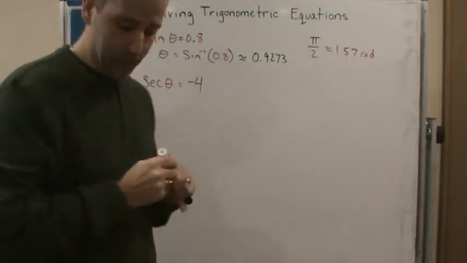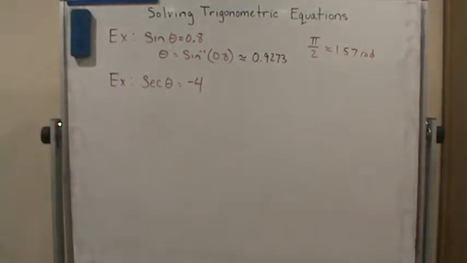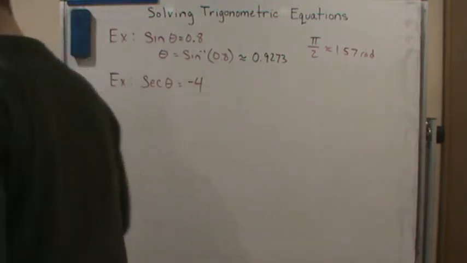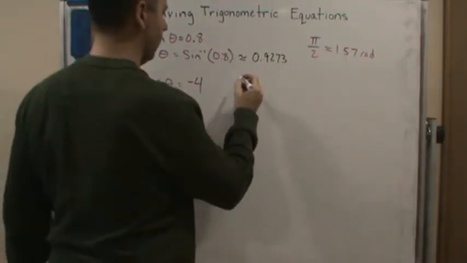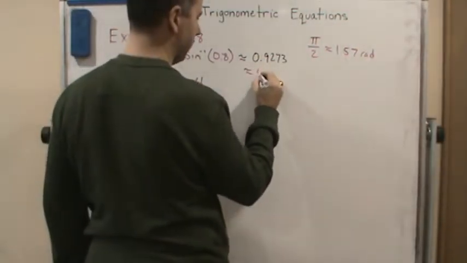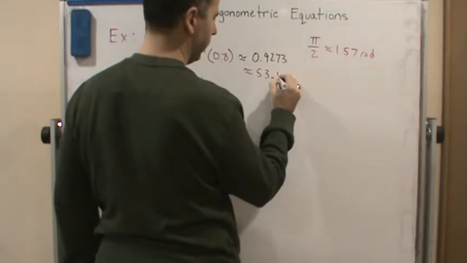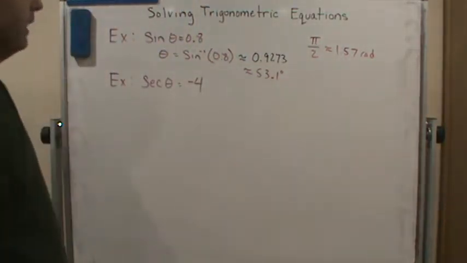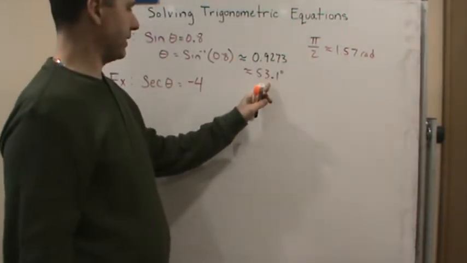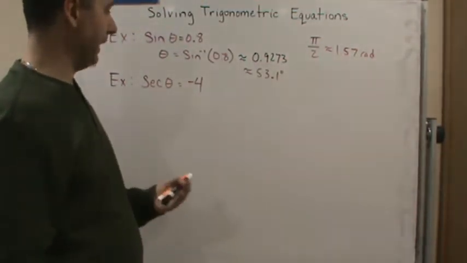Okay? So if you put your calculator in degree mode, you can convert the angle to 53.1. So this would be approximately 53.1 degrees.